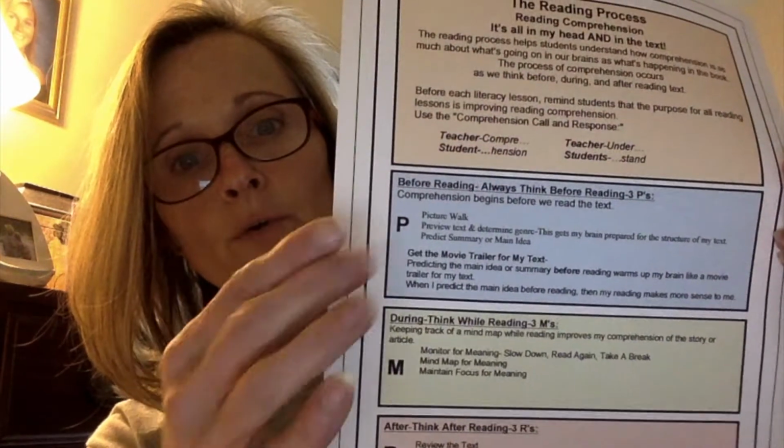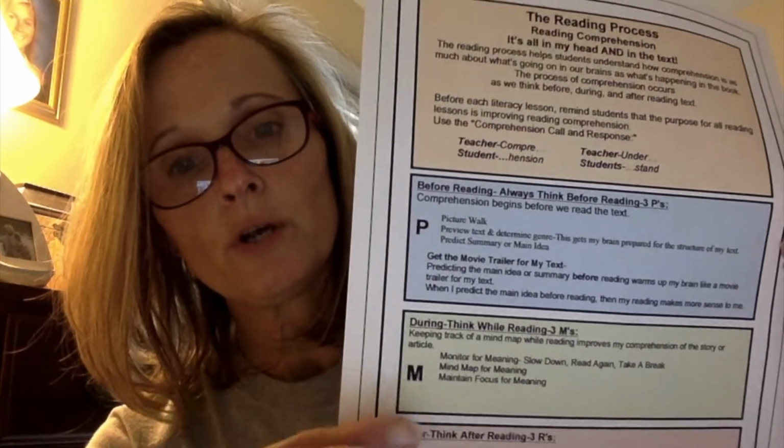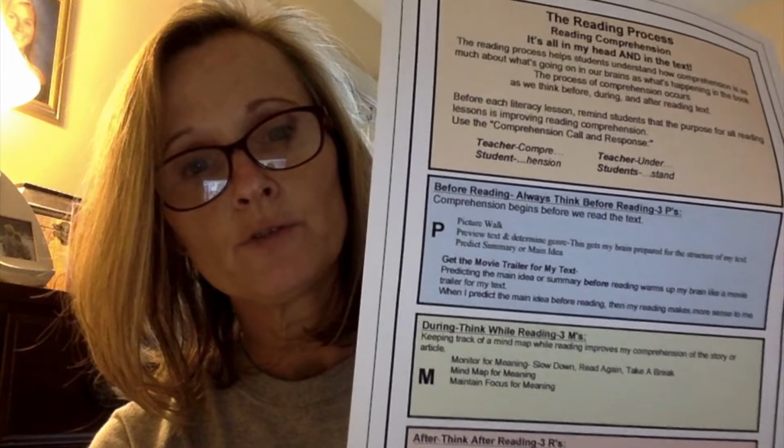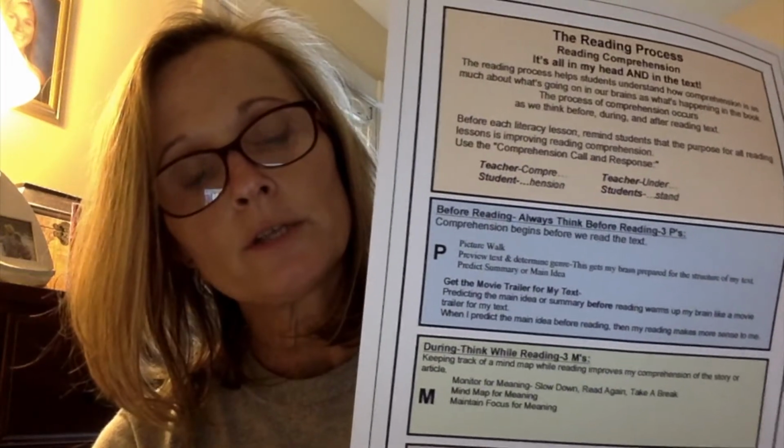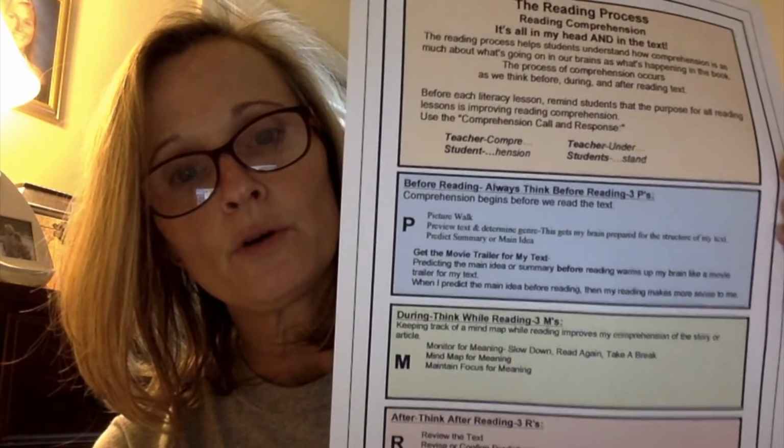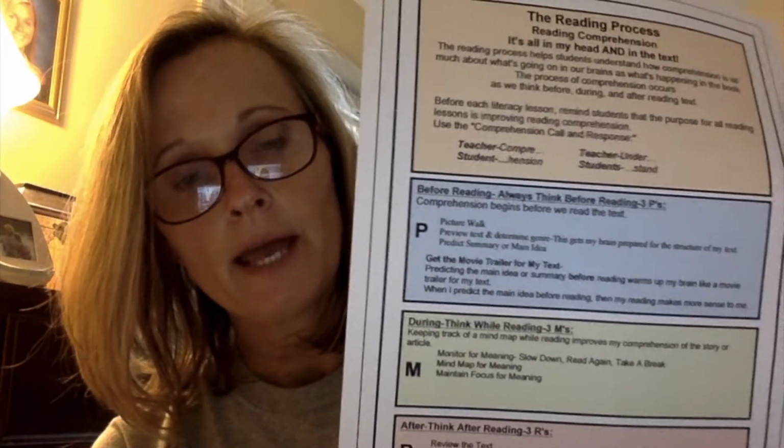Outline for the reading process. We all know it as before, during, and after. And the actions that are happening during the before, during, and after phases of reading are what I'm going to outline for you today. So this is an anchor chart that you're going to want to make with your students.